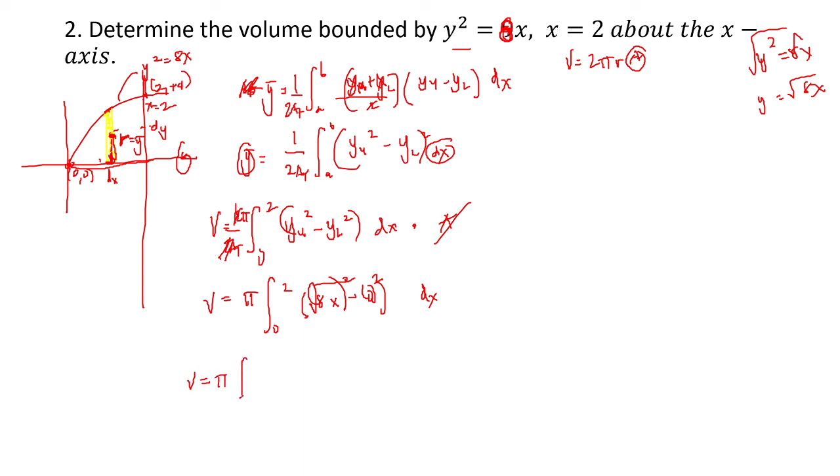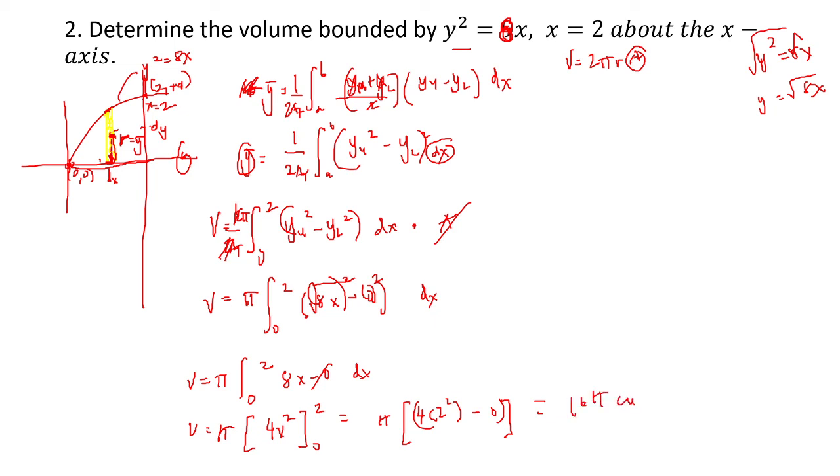So volume is equal to pi from 0 to 2 of 8x minus 0 dx. The A cancels, and we get the integral from 0 to 2 of 8x squared over 2, which is 4x squared. So that's pi times 4 times 2 squared minus 0. That's 4 times 4, which is 16 pi cubic units.